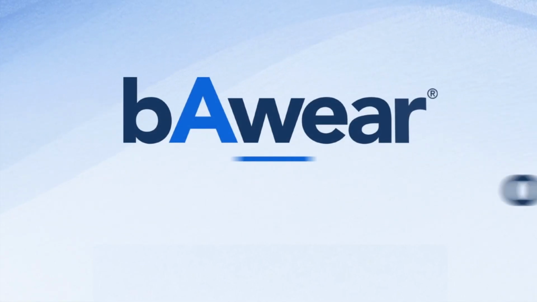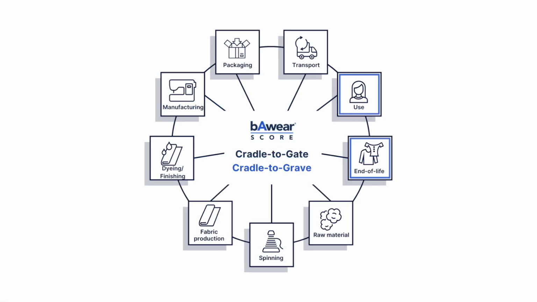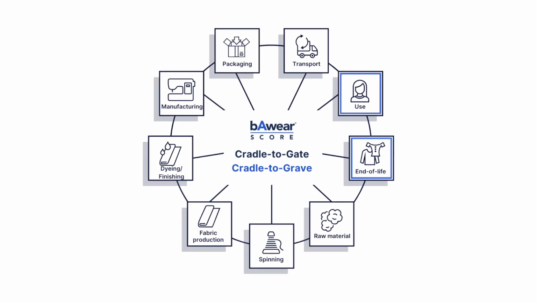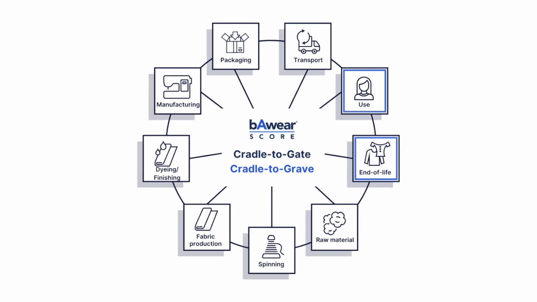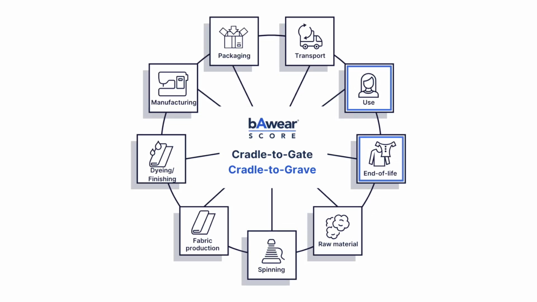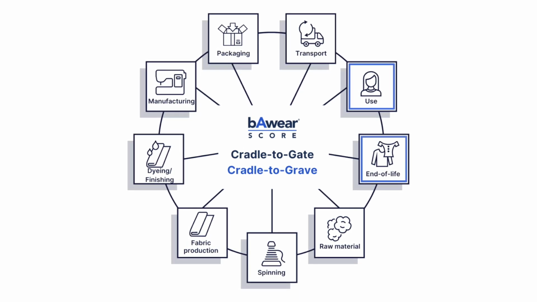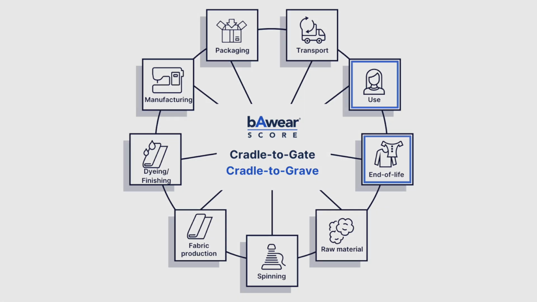Welcome to bAwear Score, your digital companion for fast, credible, and actionable environmental impact assessments for textile products. Whether you're new to sustainability or already tracking your footprint, bAwear Score helps you move from data to action with intuitive tools tailored for textile and the apparel industry. Let's walk through how it works step by step.